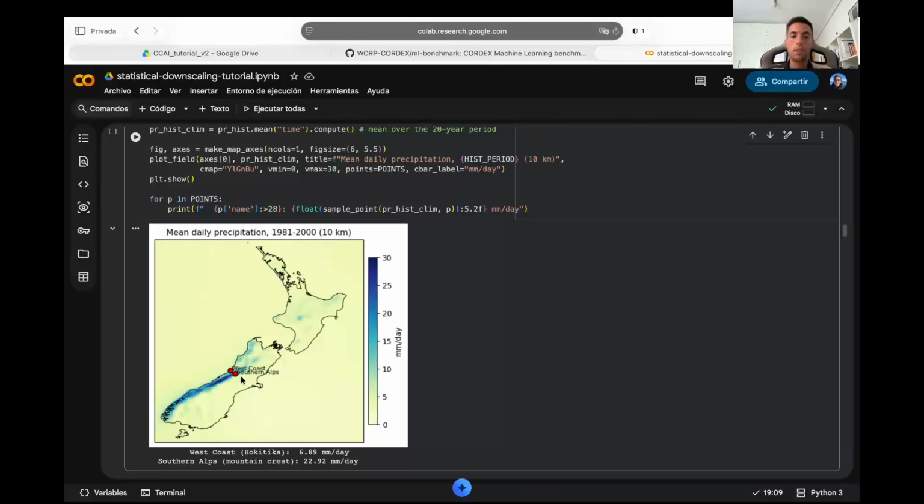Why do we have such a difference? Because the Southern Alps point is located in a mountain region. So there, due to some local processes, precipitation is higher than in the West Coast, which is a point close to the coast with no height, in a flat area. So here we can see the typical example that two nearby points may show different properties for a certain variable, in this case precipitation.